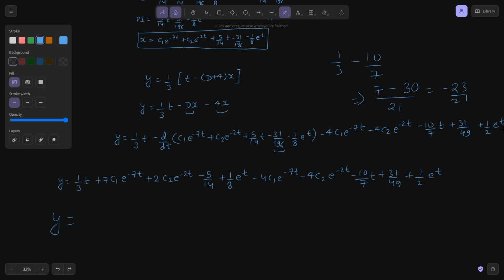You have to say it again. 21 is to be multiplied by 7, this is to be multiplied by 3. So 7 minus 30 is minus 23 by 21.